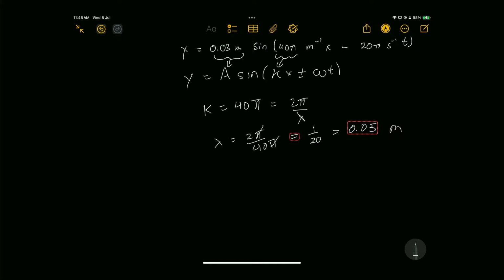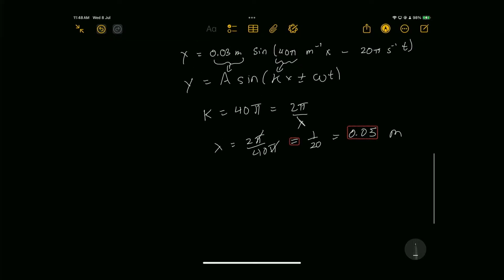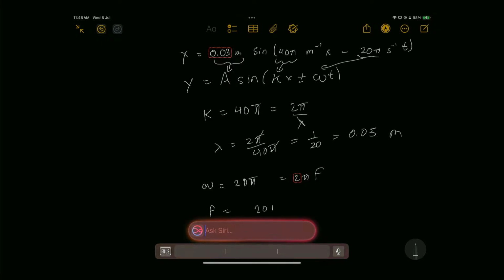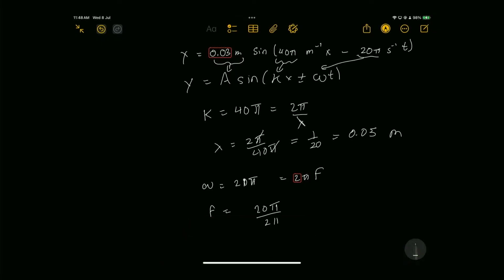Then in the last part, they asked us to calculate the period of the wave. Right? So looking at this equation again, you can see that omega is equal to 20 pi. Right? So omega is equal to 20 pi is equal to 2 pi times f. Therefore f would be equal to 20 pi divided by 2 pi, which would be equal to 10 Hertz. Right? Because omega was given in per second. So the frequency is 10 Hertz.